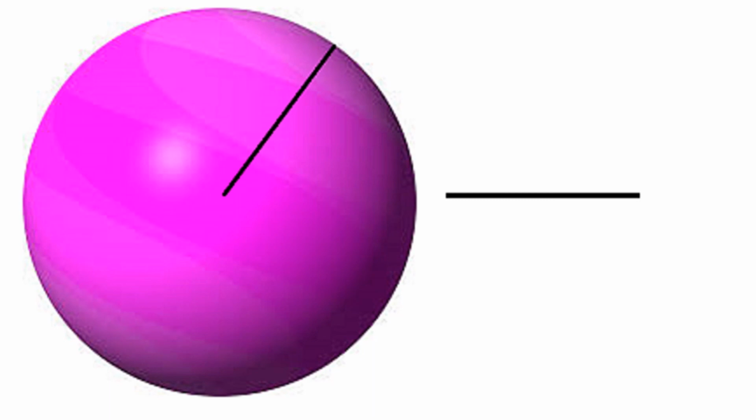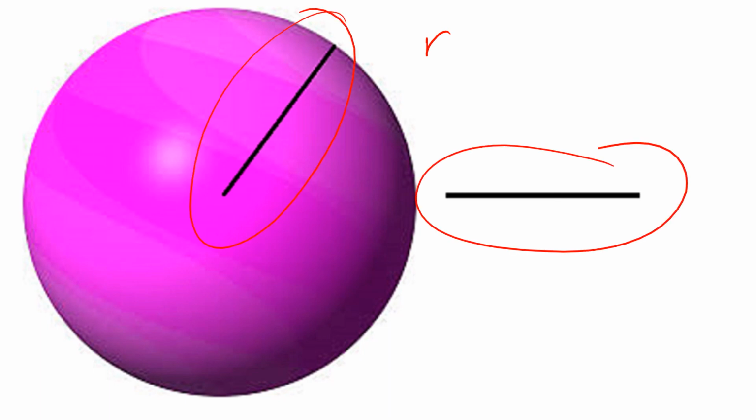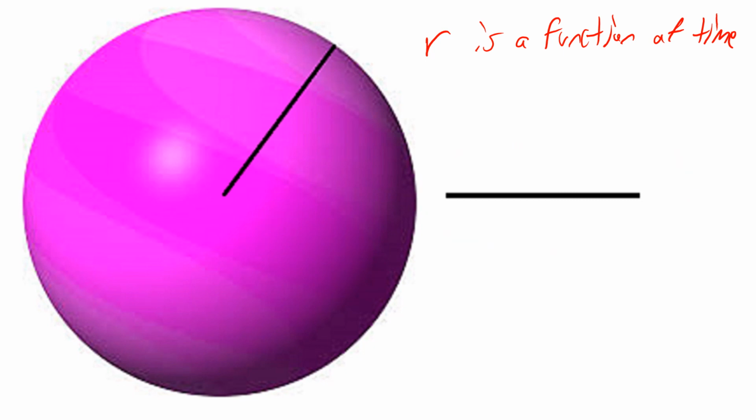Okay, so back to what I had asked. What other quantities are changing? Well, the radius is changing. So radius, which is r, this length here, that's a function of time. It is a function of time because it's changing. That means there's a formula for the radius that involves time. Again, I don't know what that formula is, but there's a formula for it.